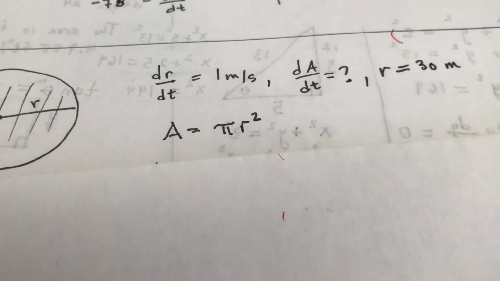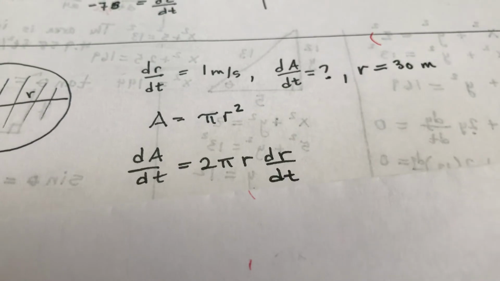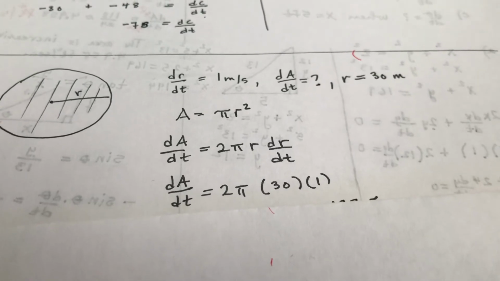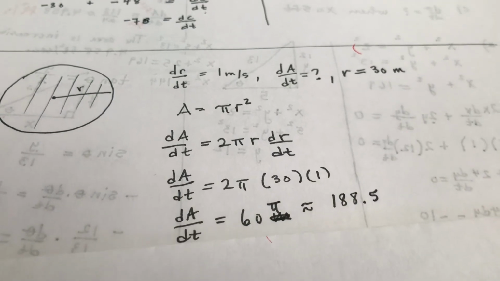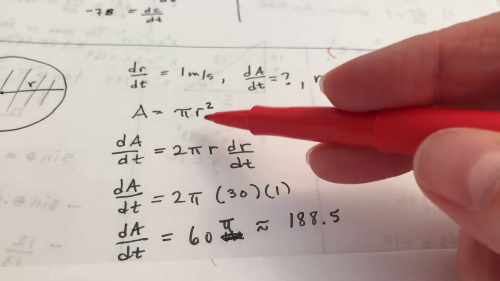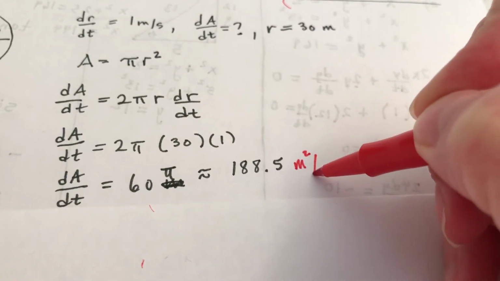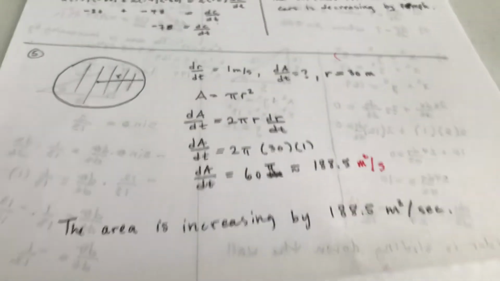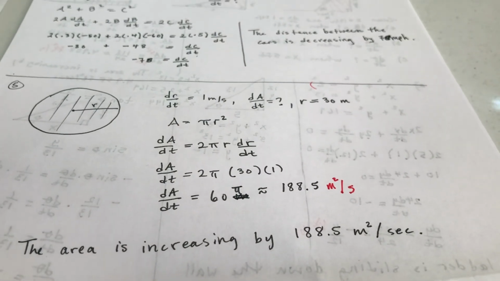All right, so here we go. A equals pi r squared. A is changing, r is changing, so I'm going to take the derivative. dA/dt equals 2 pi r dr/dt. Substitute in. I'm putting 2 pi, we were given that the radius is 30, and 1 for dr/dt. I got 60 pi. Now what's the unit here? We are looking at meters for a radius, and so area would be square meters per second. And we have the area increasing by 188.5 square meters per second.